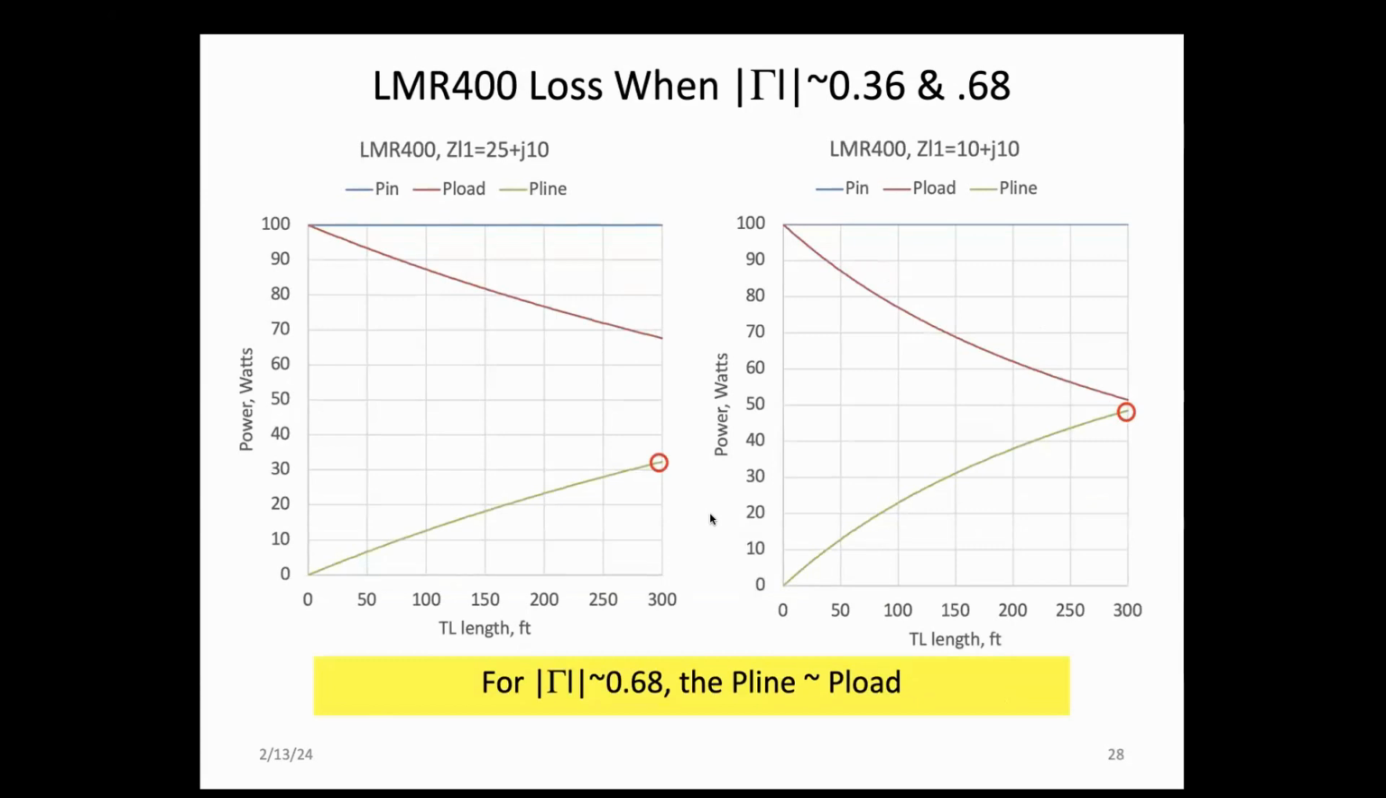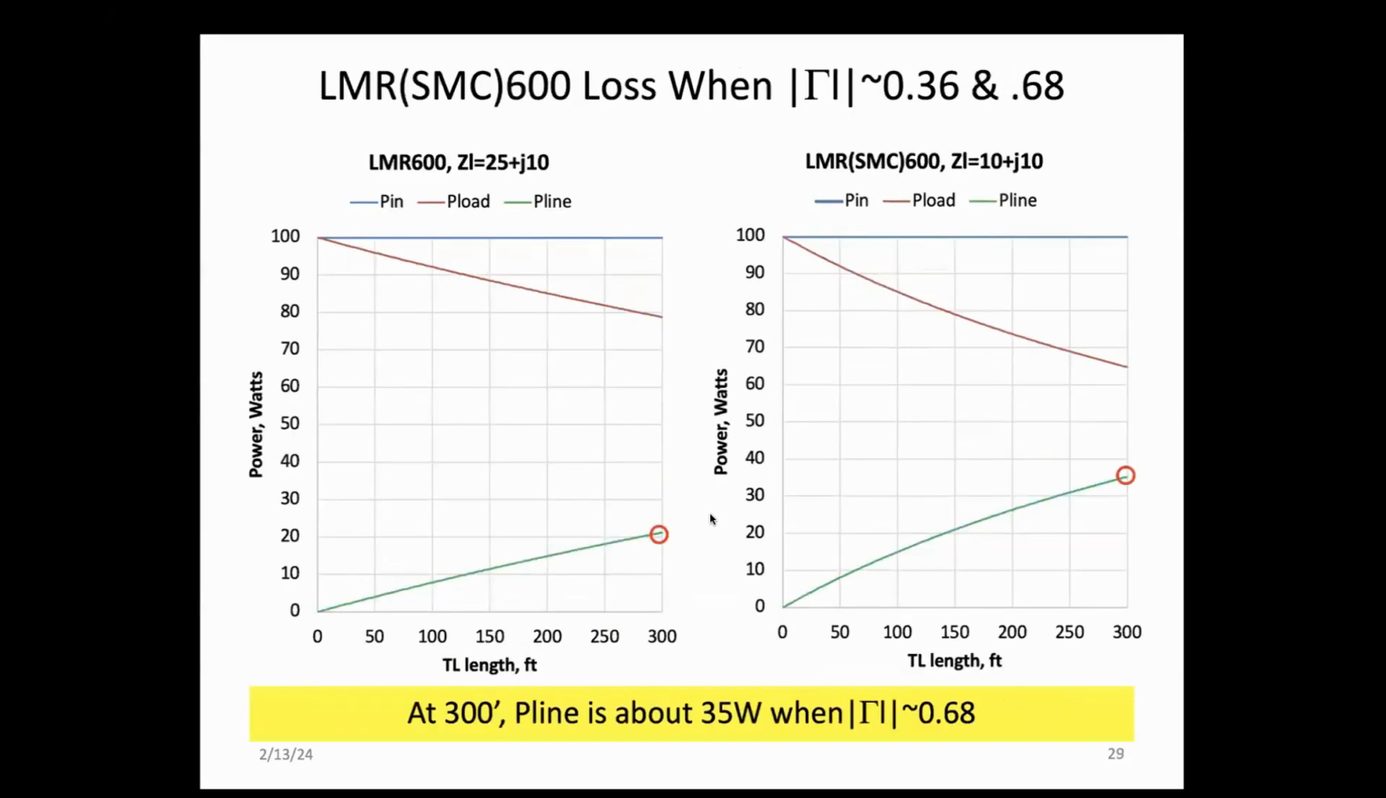LMR 400, not too shabby, a little over 30 watts at 0.36. And yeah, not too great at 0.68, almost half the power. Next slide, please. LMR 600, looking pretty good. A little over 20 watts at 300 feet and about 34 watts at 300 feet when the reflection coefficient hits 0.68.